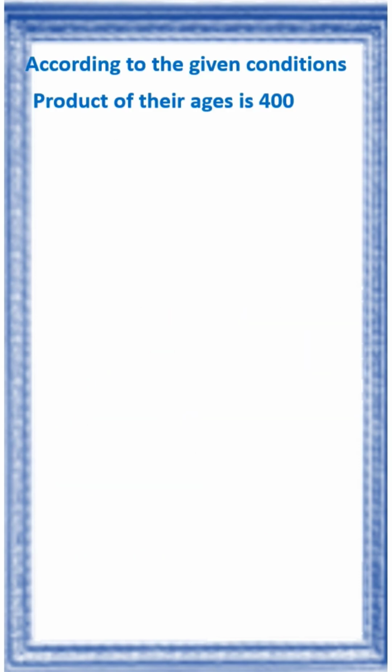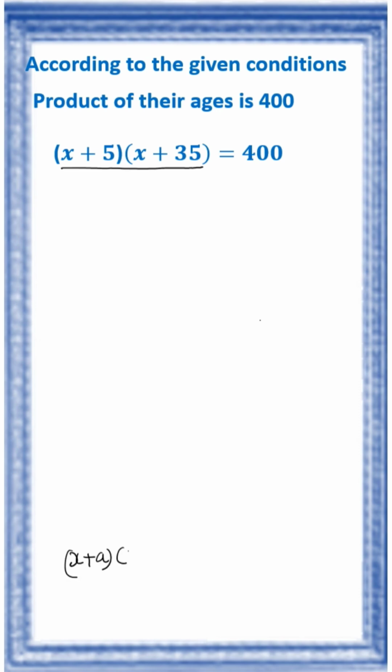According to the given condition, the product of their ages after 5 years is 400. So after 5 years, the age of the son is x plus 5 and the age of the father is x plus 35, and that is equal to 400. Now we can multiply these two using the identity x plus a into x plus b is equal to x square plus a plus b into x plus ab. You know it, isn't it? I am simply recollecting all those things here. Now, x square plus 40x plus 175 is equal to 400.